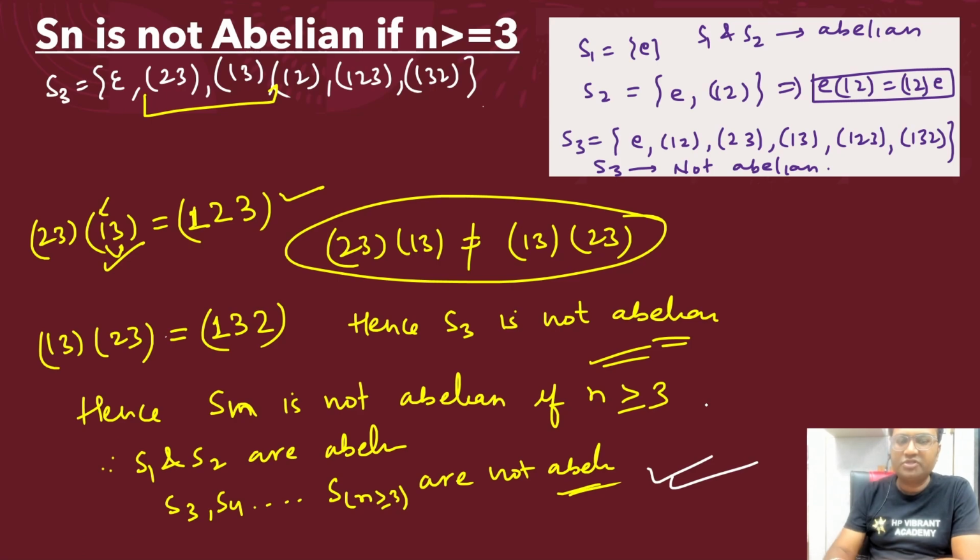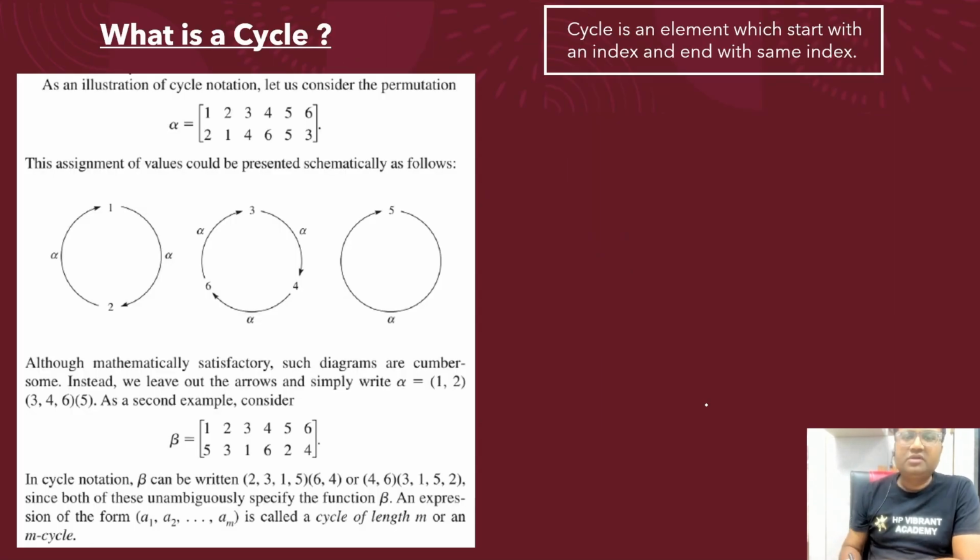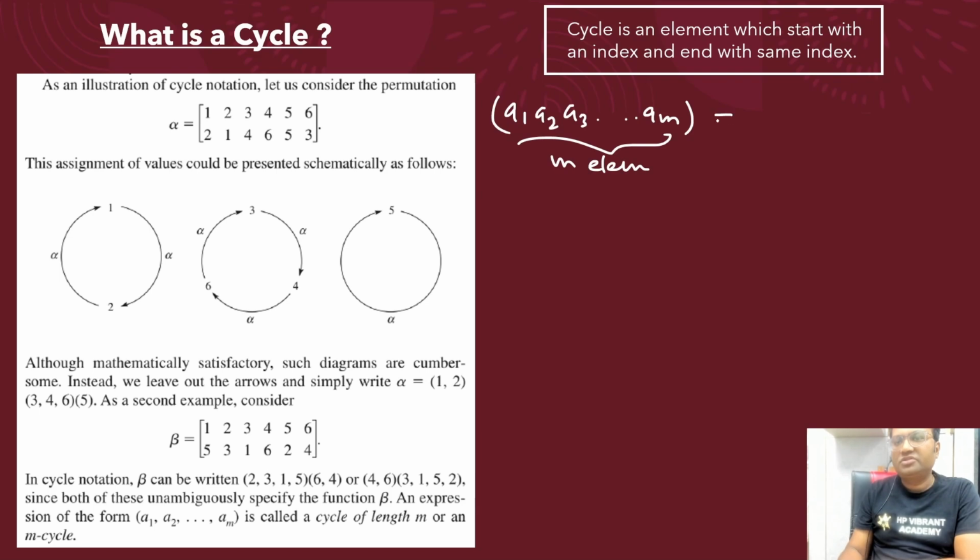Now let us proceed further. We have the concept of cycle, which we have already discussed, so let us revise it. A cycle is an element which starts with an index and ends with the same index. Let us take a cycle like this: (a1 a2 a3 ... am). So m elements are there, and this is an m-cycle. Suppose we have (1 2 3 4). So 4 elements, this is a 4-cycle.